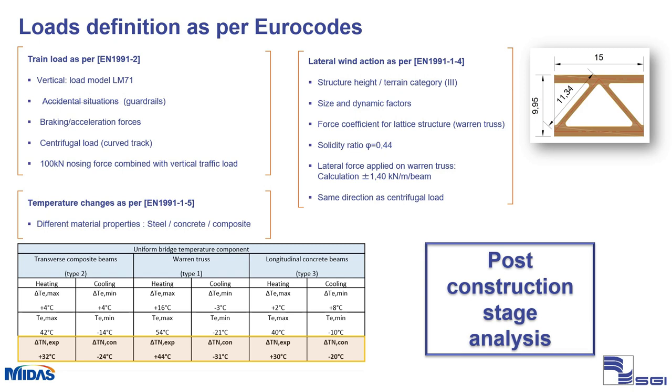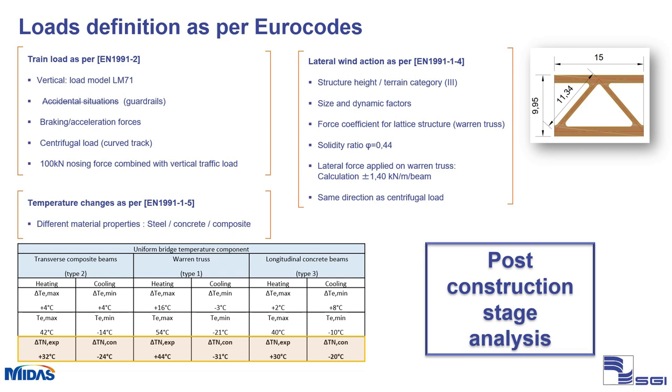Another variable load is temperature. As the bridge includes different material with different thermal coefficient, thermal effects might be significant. The table below groups uniform thermal variations estimated as per Eurocode 1. In particular, we notice that thermal variation is important for structural steel material.